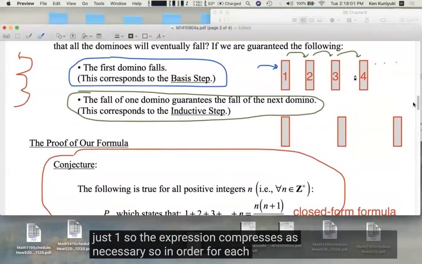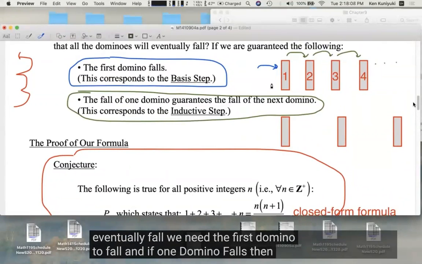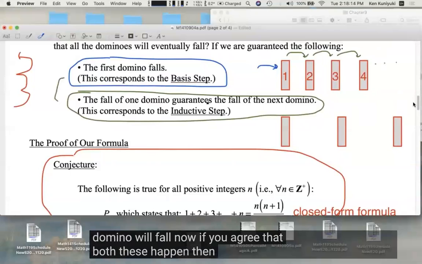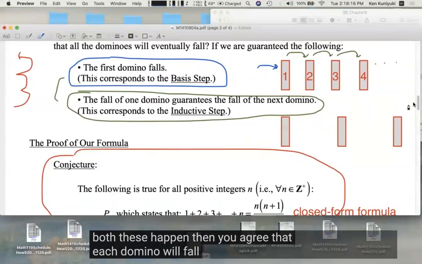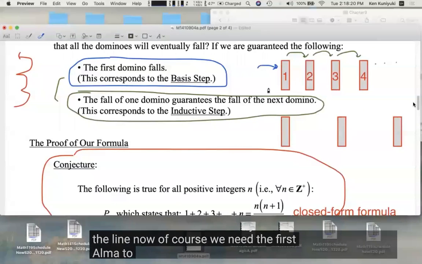So in order for each domino to eventually fall, we need the first domino to fall. And if one domino falls, then we have to be guaranteed that the next domino will fall. Now, if you agree that both of these happen, then you agree that each domino will fall eventually down the line. Now, of course, we need the first domino to fall.